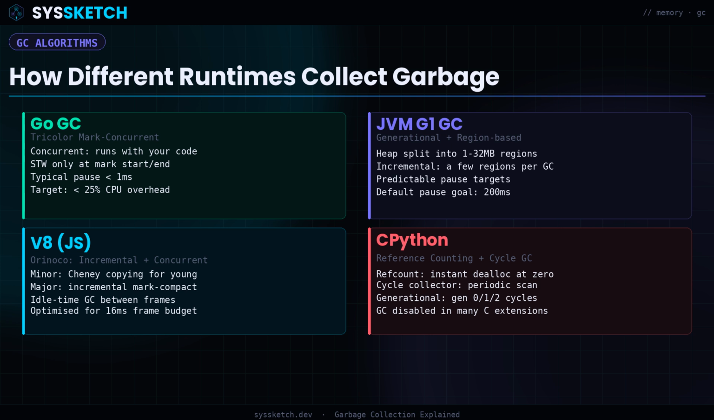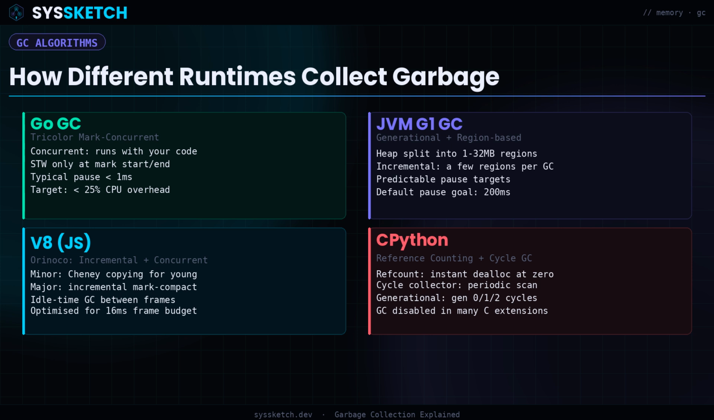V8, the JavaScript engine powering Node and Chrome, uses its Orinoco collector, a Cheney-style copying collector for minor collection and incremental mark-compact for major collection, with work spread across idle time between frames. CPython is the outlier. It uses reference counting as the primary mechanism, immediately freeing objects when the reference count drops to 0, with a separate cycle collector running periodically to clean up circular references that reference counting alone cannot handle.